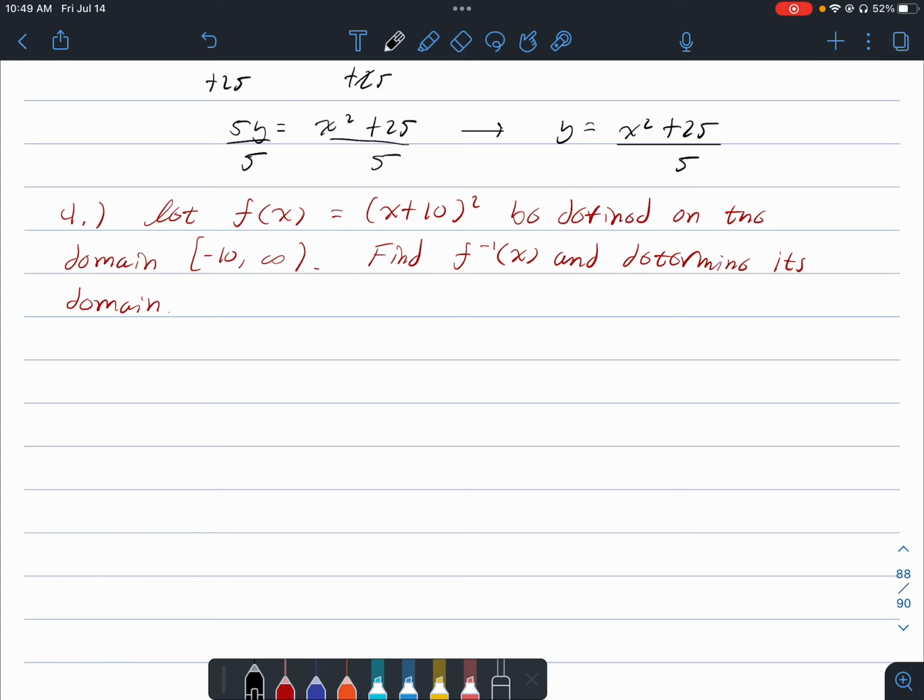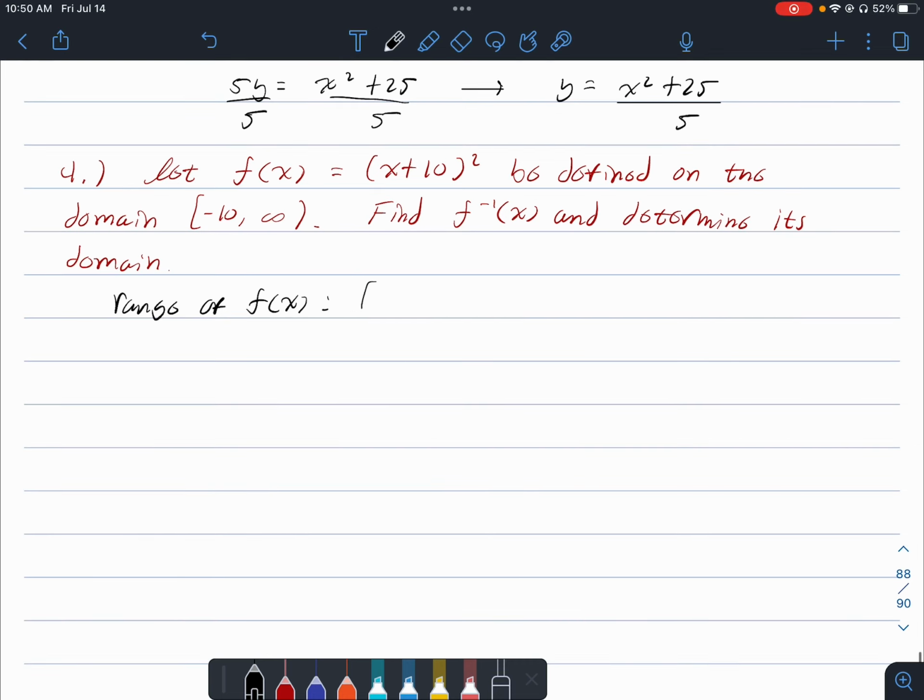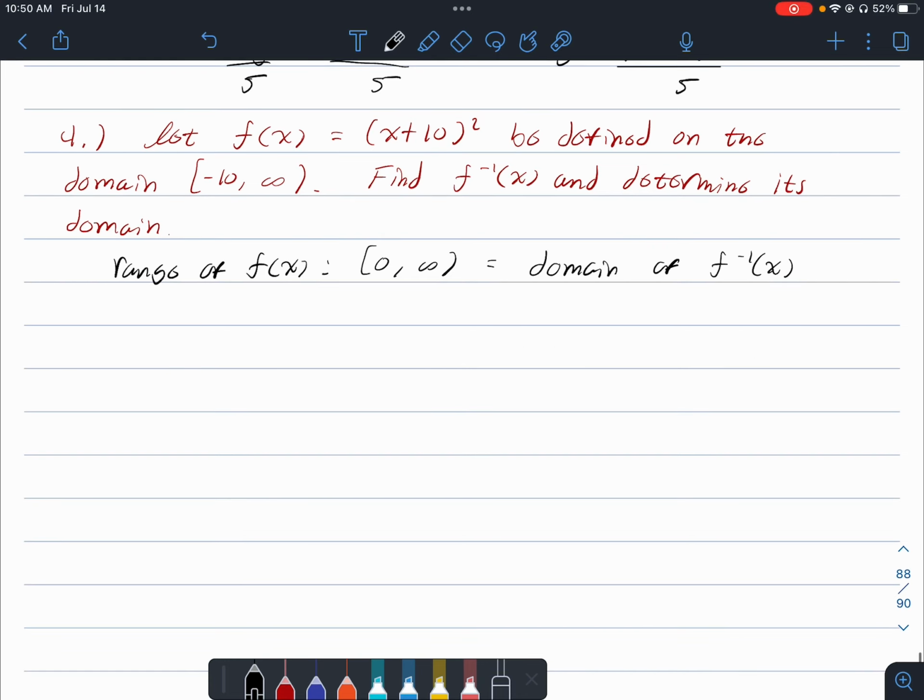So if we plugged in -10, which we're allowed to do, then we know that it's going to be 0 squared, which is 0. And then the bigger x is, the larger our value gets for f of x. So we know that our range of f of x is going to be, again, 0 to infinity. And this is also going to be our domain of f inverse of x.